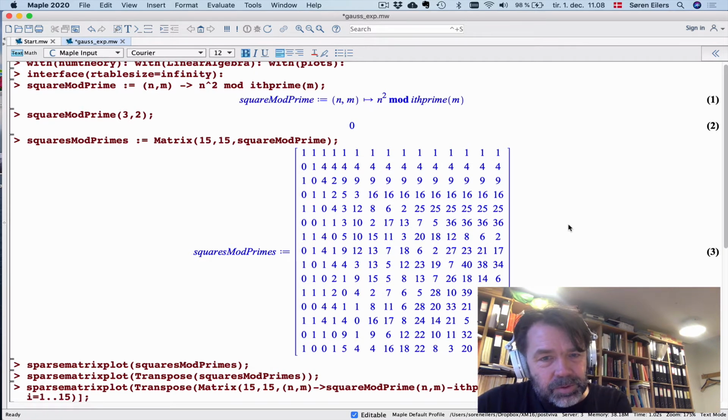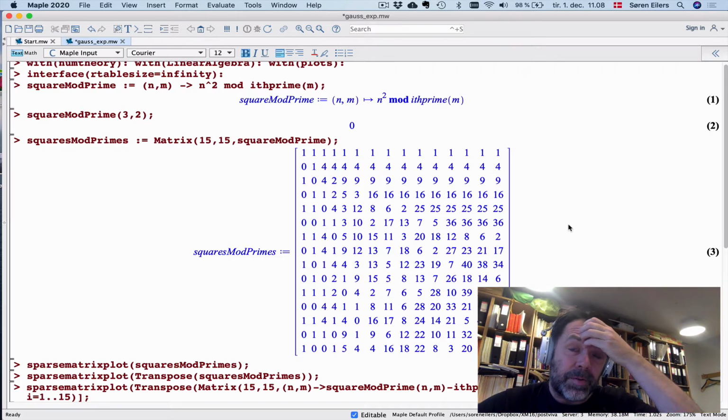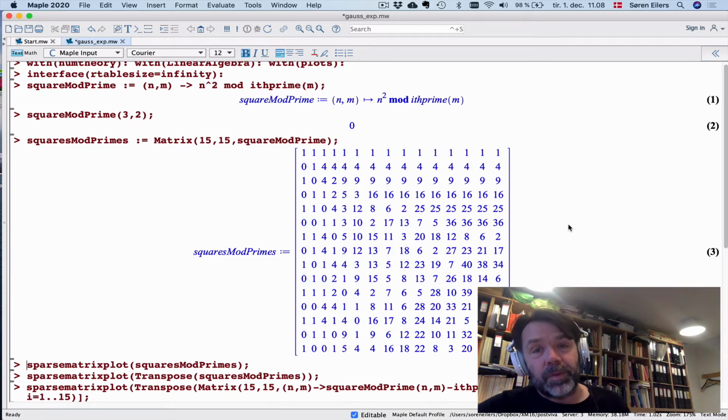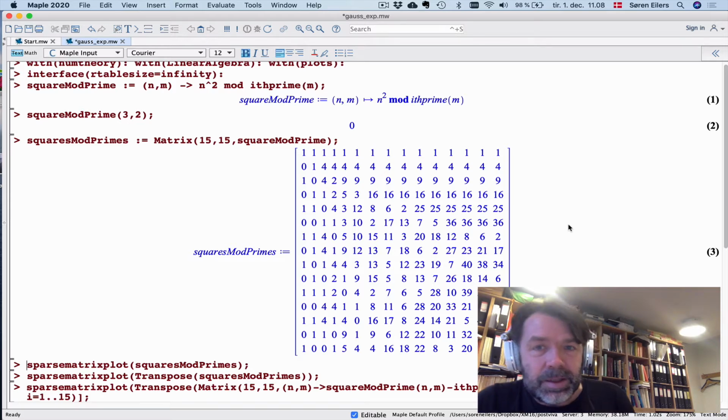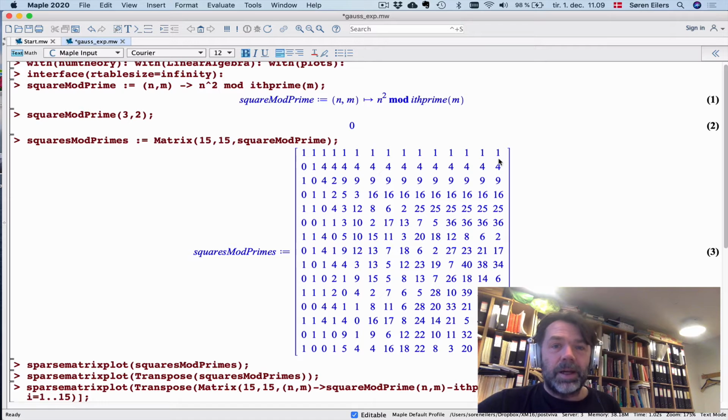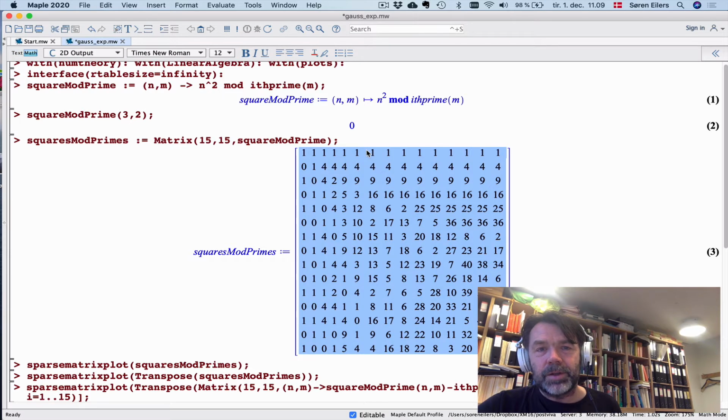Okay, so the question that I'm mainly interested in is the question of, suppose that we fix some number and then we ask, is that number a square modulo various primes? Right, so for instance, you could look at the number 1 and you can ask, is the number 1 always a square modulo prime? And the answer, of course, is yes. And that has to do with the fact that we're finding ones all the way in the first row here.